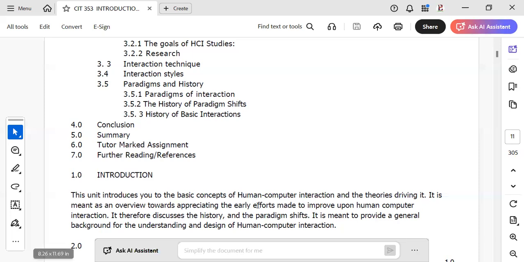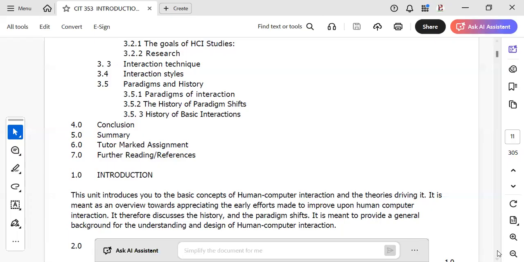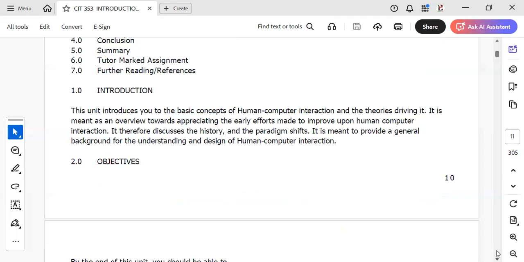Now, introduction. The unit introduces you to the basic concept of human-computer interaction and the theories driving them. It is meant as an overview towards appreciating the early efforts made to improve upon human-computer interaction. It therefore discusses the history and the paradigm shift. Yes, the paradigm shift. It is meant to provide a general background for the understanding and design of human-computer interaction. That is all we are to do in this unit.